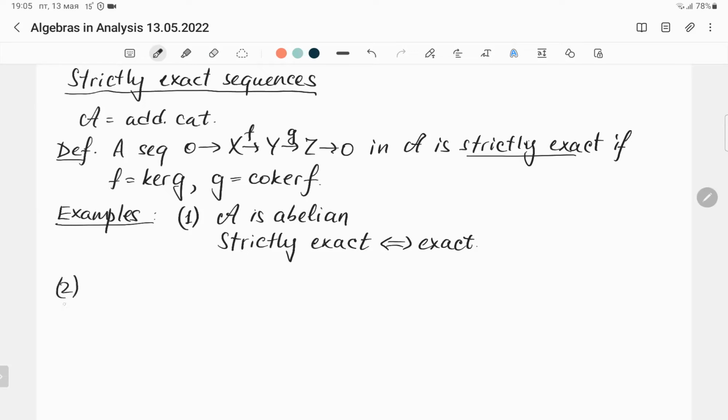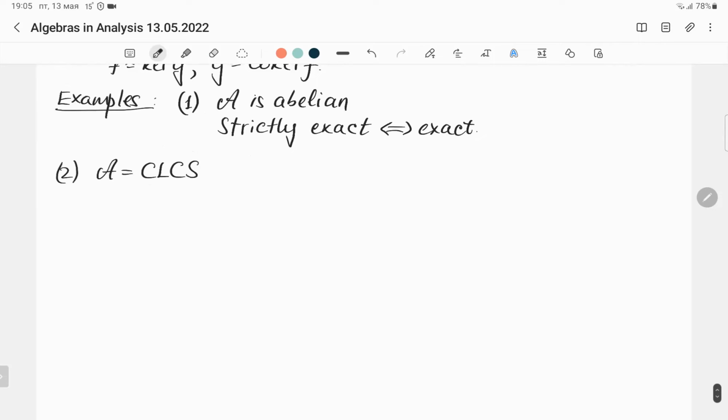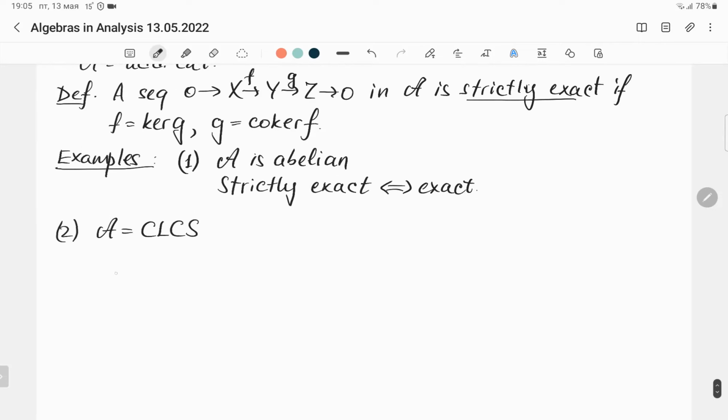Example 2, which is our main example. Suppose that A is the category of complete locally convex spaces. Here the situation is different. Our sequence is strictly exact if it satisfies the following conditions. First of all, F is topologically injective. So the first arrow here is topologically injective. Second, our sequence should be algebraically exact at Y. So the range of F is the kernel of G.